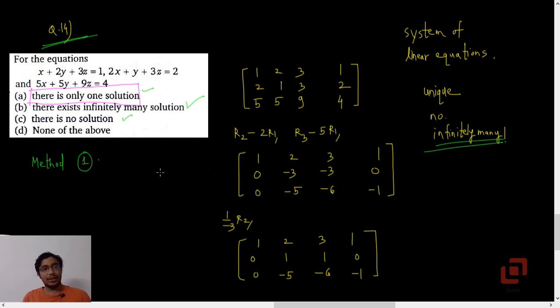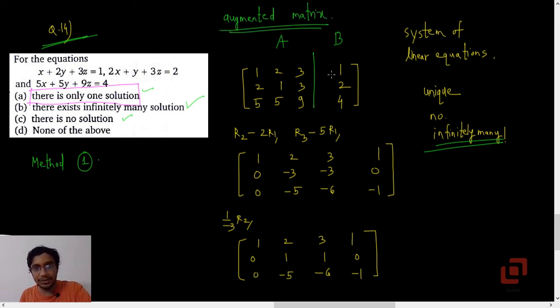So I have actually solved this problem by two methods, the reduction method and the inversion method, obviously. Method 1, reduction. What I have done is I have not written the xyz part. 1 2 3, 2 1 3, 5 5 9 is the matrix of the coefficients, and 1 2 4 is the matrix of the constants. I have combined them in a single matrix, because anyways we are doing row reduction. When you combine these two matrices, you get what is often called the augmented matrix. We'll study this in linear algebra in engineering, but anyways.